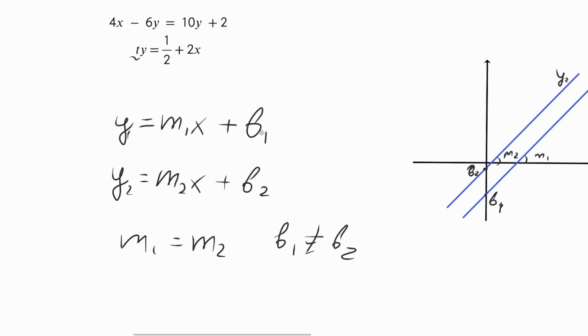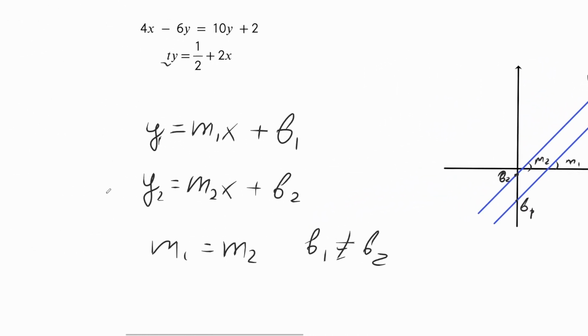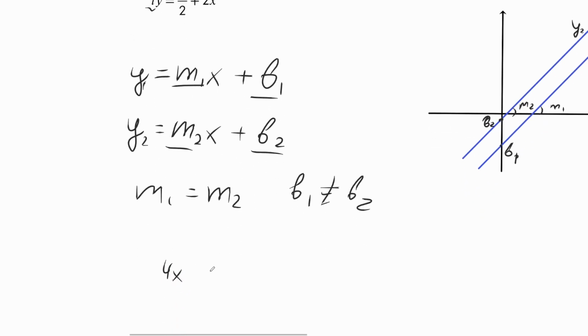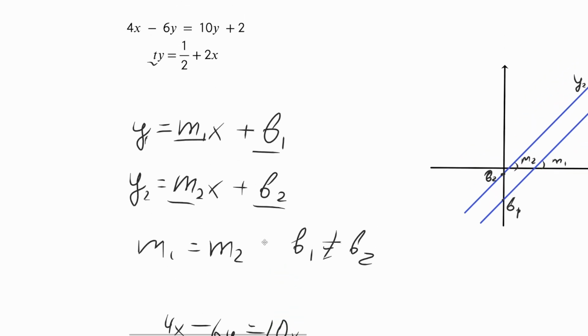So let's go back to our equations and rewrite both of them in the format y = mx + b, and then try to solve for t. We will match the m coefficients and the y-intercepts. So let's take a look. We have 4x minus 6y equals 10x plus 2.